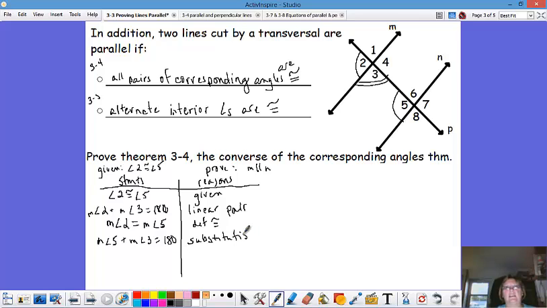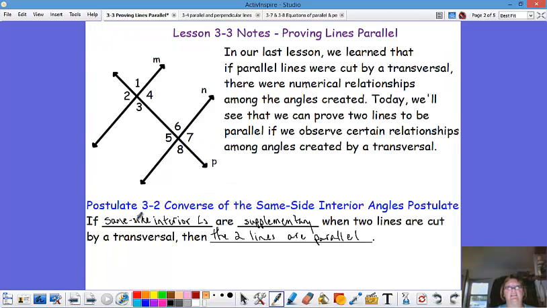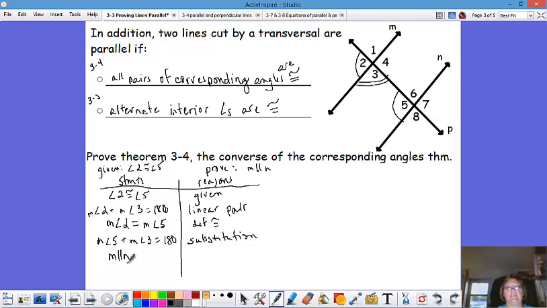And if that's the case, then I'm in luck, because angles 3 and 5 are same side interior angles that we're saying add up to 180. That means that the two lines must be parallel. I'm going to just flick backwards for just 1 minute, because that's what this postulate said. If same side interior angles are supplementary when two lines are cut, then the two lines have to be parallel. And folks, we just arrived at that spot.